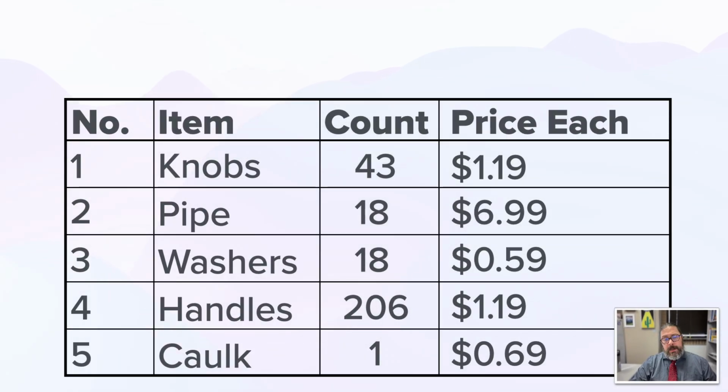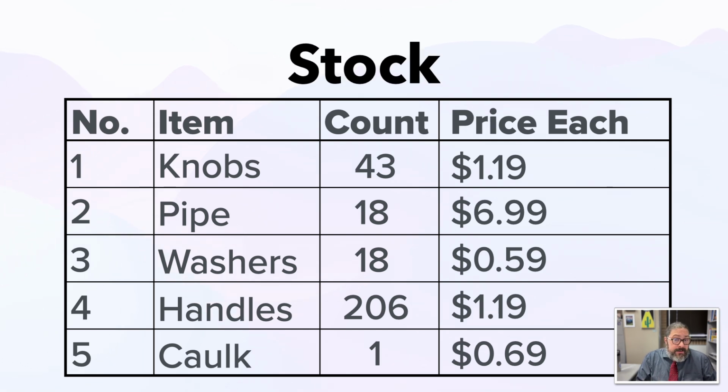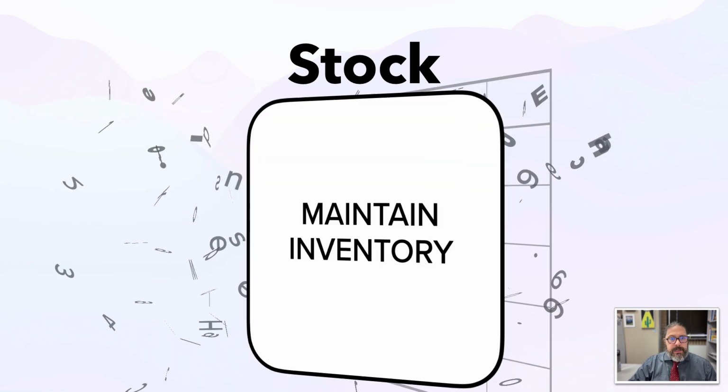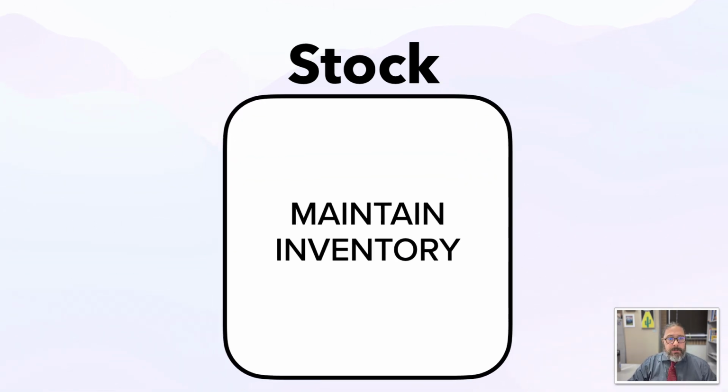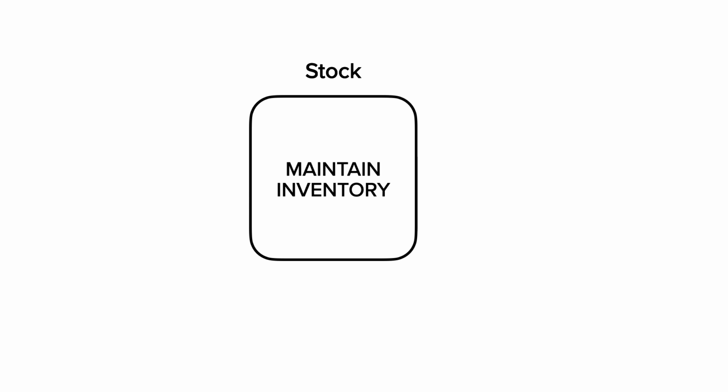In our first video, I had presented this table of data, which we figured was stock or inventory for a store, since we have different items, count, prices. This is likely data that is going to be outputted from the process of maintaining inventory.